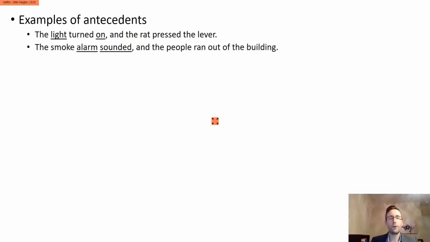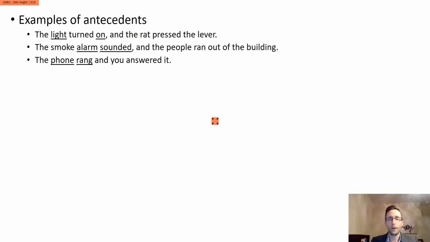Another example, the smoke alarm sounded and the people ran out of the building. If we're technical, we will say that only individuals engage in behavior, so technically this is not an antecedent with respect to behavior if we say the people ran out of the building. So we can revise it and say the man or the woman ran out of the building, or the person ran out of the building. So there's an individual who can engage in behavior, and what preceded that behavior was the smoke alarm sounding. So that's the antecedent stimulus that evoked or occasioned or guided behavior.